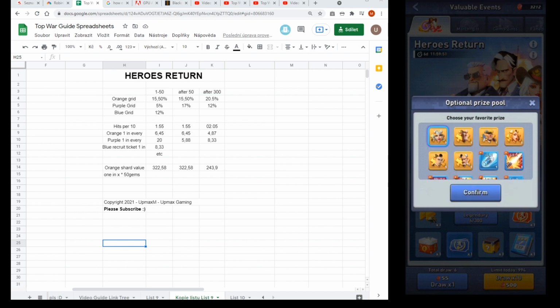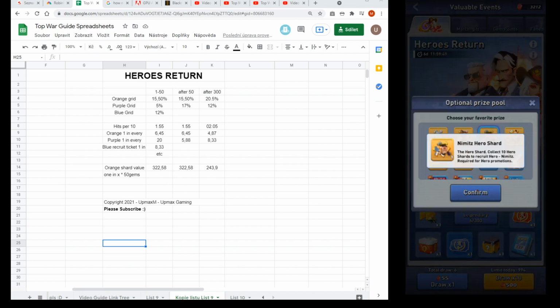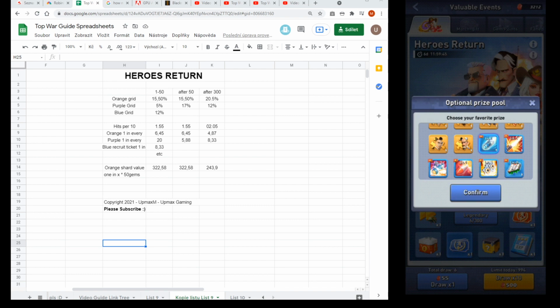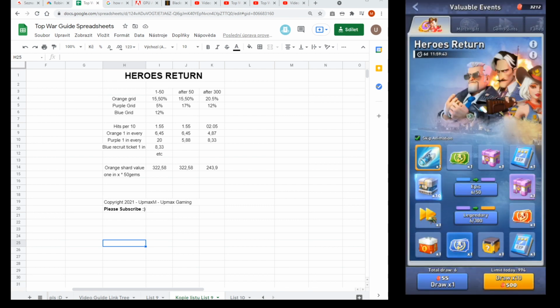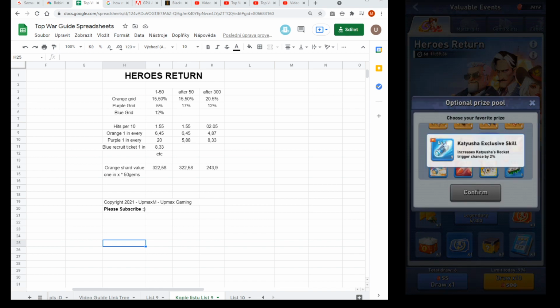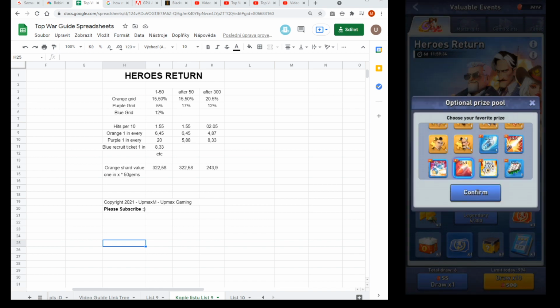Here I'm going to keep going for Nimitz. But it could actually be worth it to go for Katyusha exclusive skills, for example, because they are completely overpowered. Katyusha's exclusive skill is completely overpowered, but she does work even without it on high level. So you don't need to have it that high level.